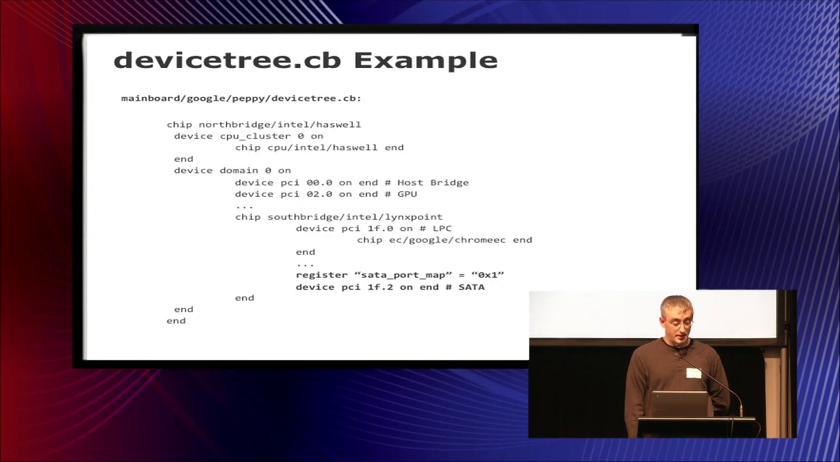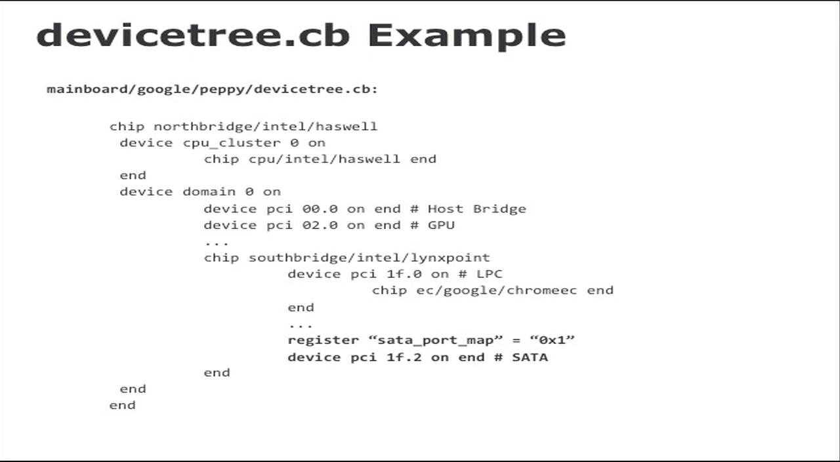As an example here, once again going with Peppy, this is a snippet of what its device tree may look like. It's trying to describe the overall chip that's in the system: that it's a Haswell Northbridge, and it's got a Haswell CPU in there. Some of these things are legacy that don't make a lot of sense in today's modern CPUs, but the same constructs and abstractions are used. The interesting thing I'm pointing out in this example, which I'll show in the next slide, is that we may have a configuration option for the SATA port map. For Peppy, we have one SATA port. We don't need to enable all the other SATA ports, so we set a flag or a value here of hex 1. So we're just enabling the bottom port. And then there's a device describing the actual SATA controller there.